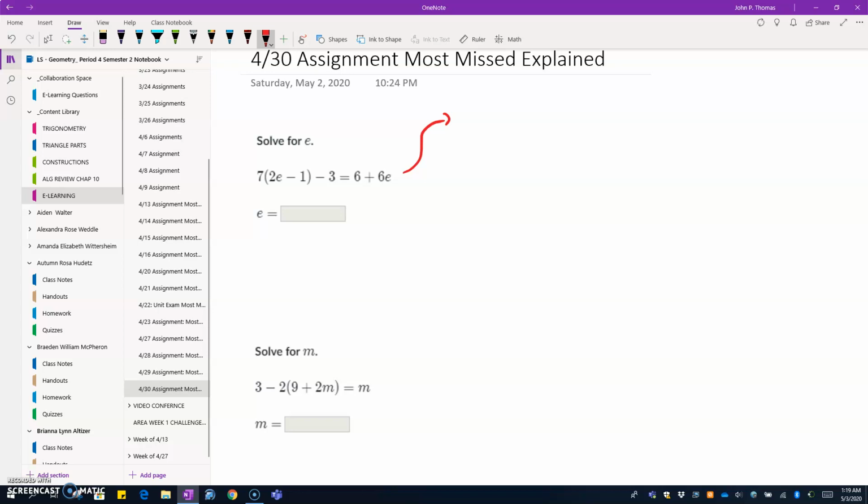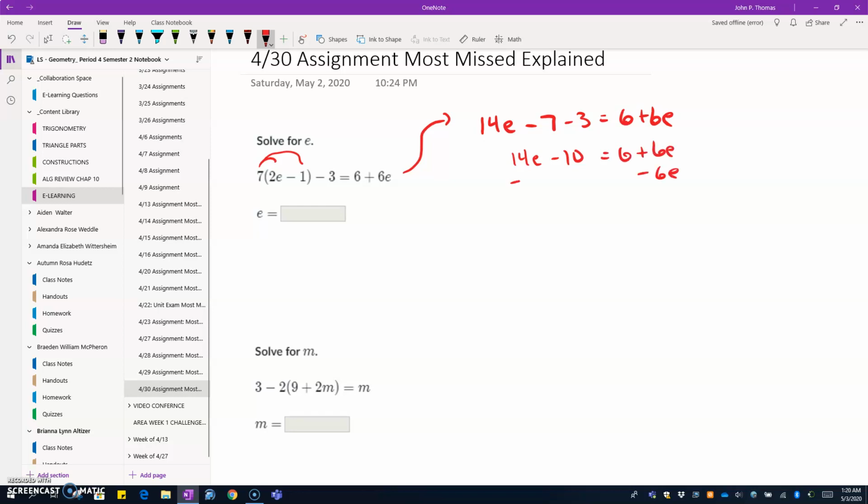Alright, so the first thing we're going to need to do is distribute on the left. So that 7 times the quantity 2e minus 1 is going to become 14e minus 7, sending that 7 into each piece. Then we have a minus 3 equals 6 plus 6e. Alright, I'm going to clean up a little bit, so that negative 7 minus 3 is negative 10. So I have 14e minus 10 equals 6 plus 6e.